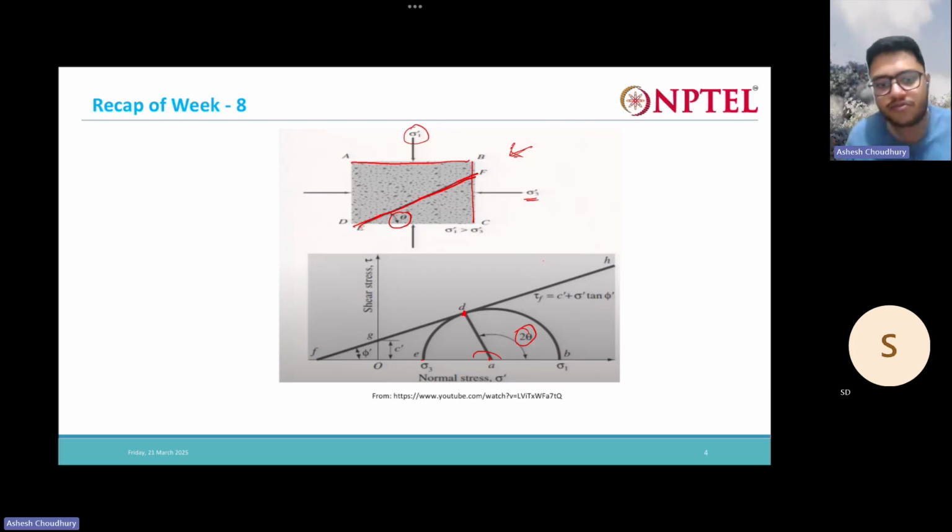Since this is our failure plane, if we draw a tangent to that point D, that tangent will be the Mohr-Coulomb failure envelope. And what is the equation of this tangent? The slope of this line will be phi dash, and the intercept will be C prime.